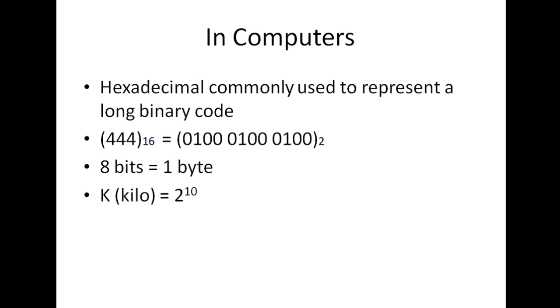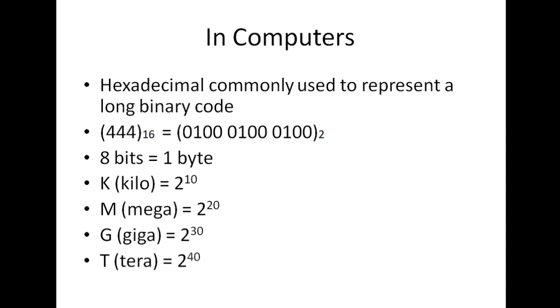Also worthy of mention is that a kilo is 2 to the power of 10, a mega is 2 to the power of 20, a giga is 2 to the power of 30, and a tera is 2 to the power of 40. Now for binary arithmetic.